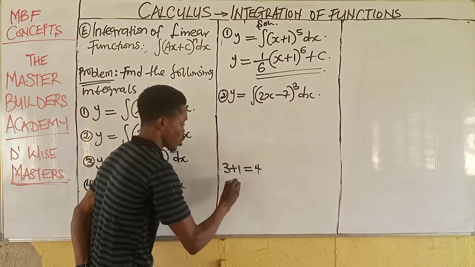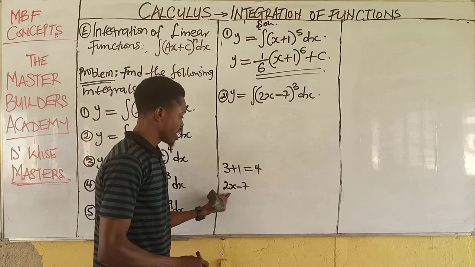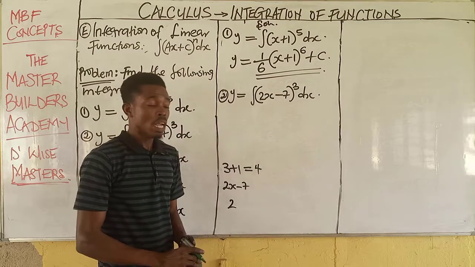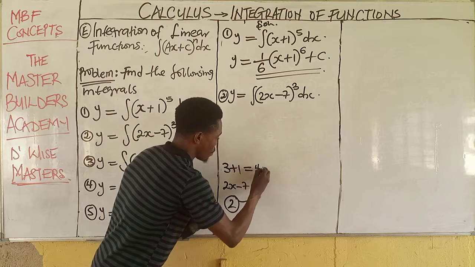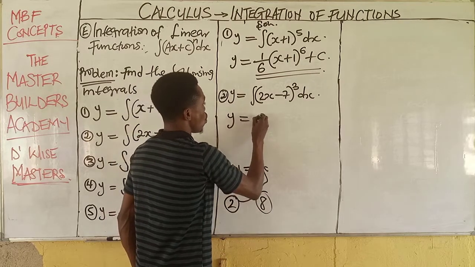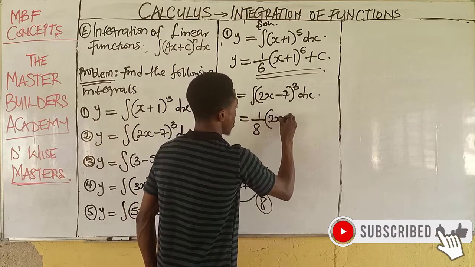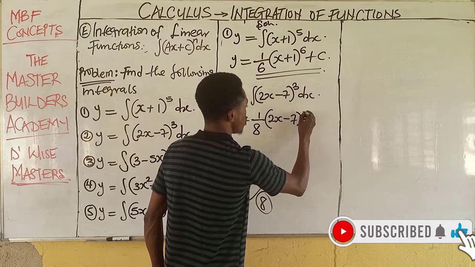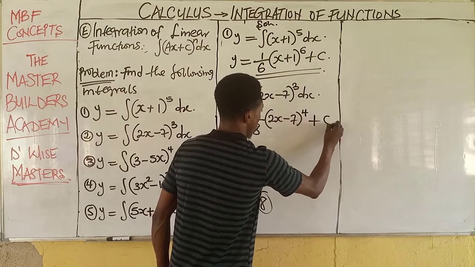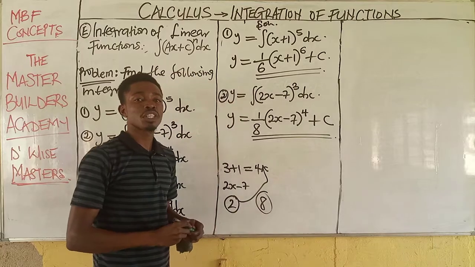Next is to identify the function of x, which is 2x minus 7. Now differentiate this result. Here we have 2. Now 2 multiplied by 4. This will have given us 8. Then our answer becomes 1 over 8 into (2x minus 7) to the power of the new power, which is 4, plus c. This is the answer to this question.